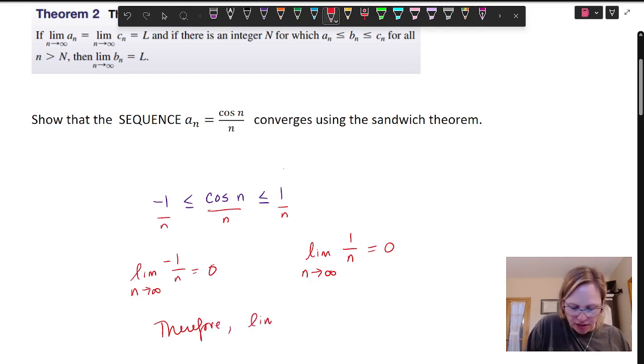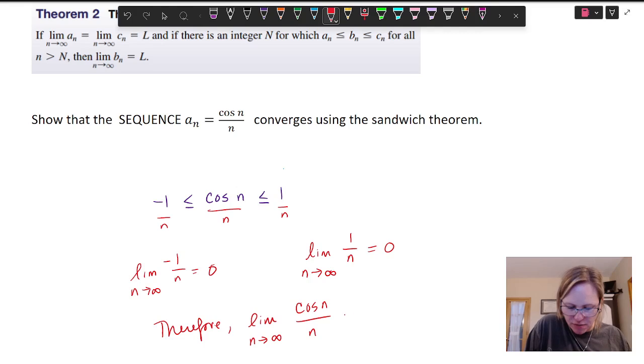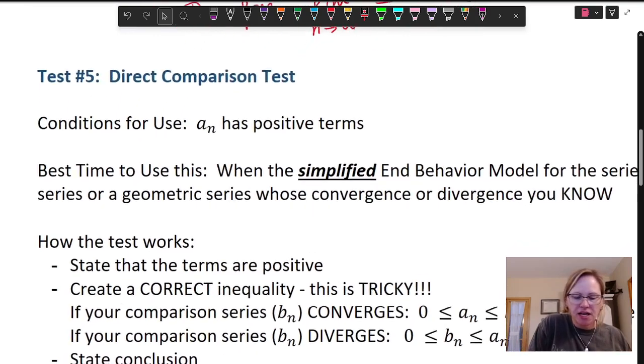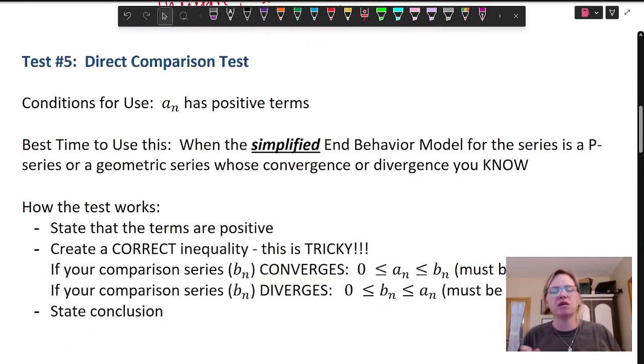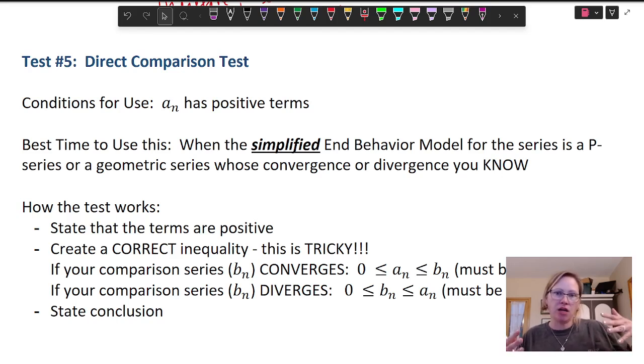we also know now that the limit of this sequence as n goes to infinity, cosine of n over n, must also be 0. So we have to set up our inequality, and we are basically sandwiching our function between those two outside functions. And that's how the sandwich or squeeze theorem works when we have functions. The tricky part is making sure that we have two functions that create a true inequality. And now as we look at this direct comparison test, it behaves very similarly to the squeeze theorem in that we have to create an inequality where we have functions that are being squeezed together.